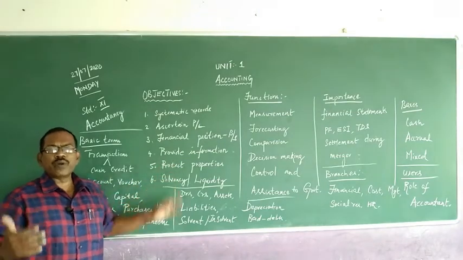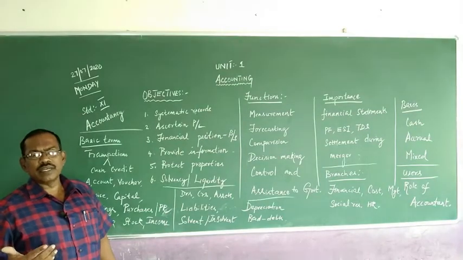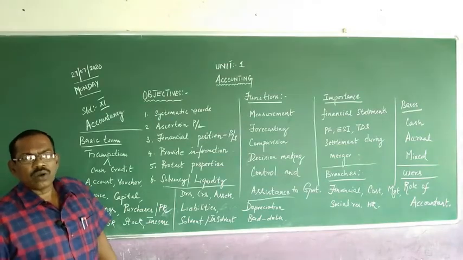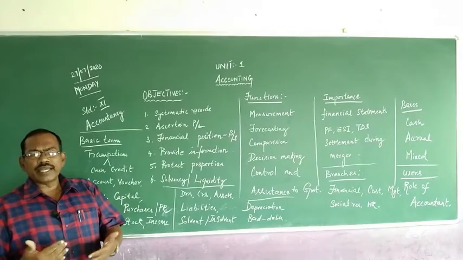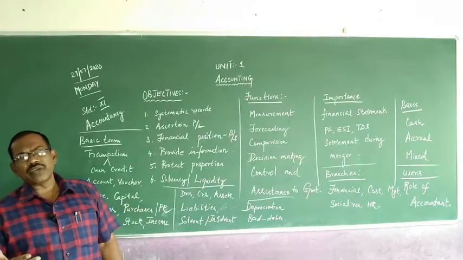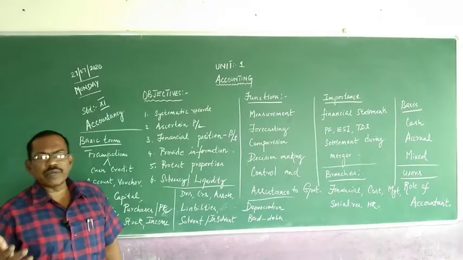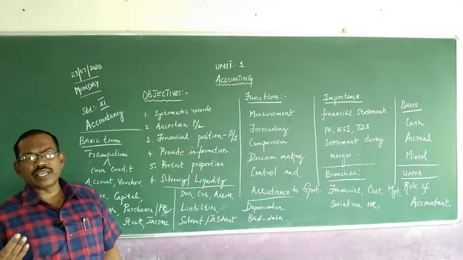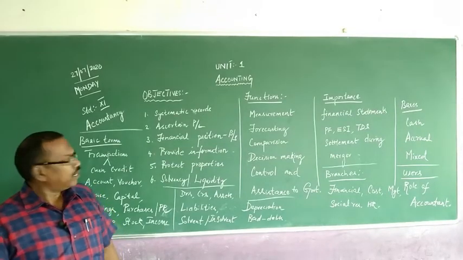Then, accounting provides us information. Accounting provides information to the management, and through management, it goes to administration. For what purpose is information required? To take any decision. Information is required for people to go for any decision. Based on the information provided by accounting, decisions will be taken. In that way, accounting helps people in making decisions by providing the required information.